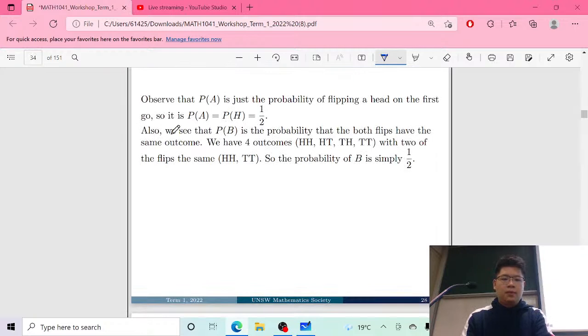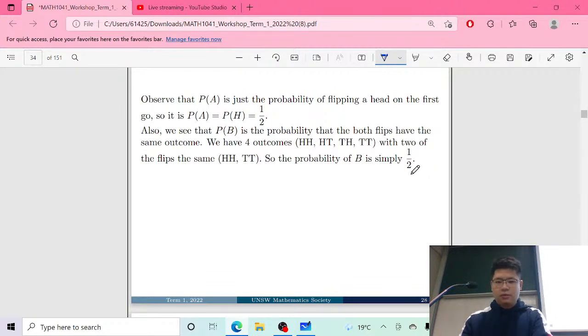Then we see the probability of B. So what is B? B is the event that you get 2 of the same thing when you flip the coin. So there are only 2 cases where that can happen, right? Tails, tails, or heads, heads. Which is why the probability of B happening is also half. Okay? Because we have 4 different outcomes here: heads, heads; heads, tails; tails, heads; and tails, tails. And the ones that suit our criteria are going to be heads, heads and tails, tails. So the probability of B is simply half.